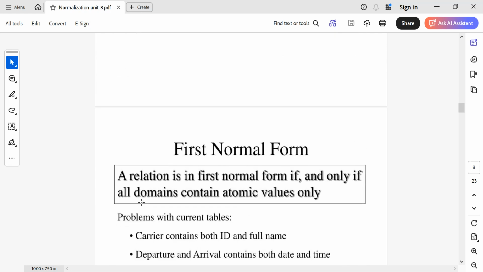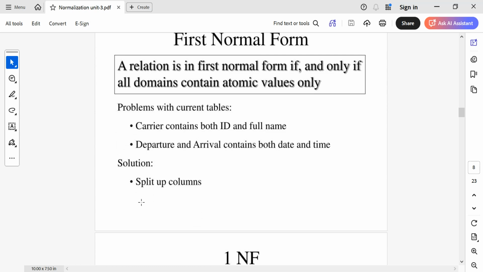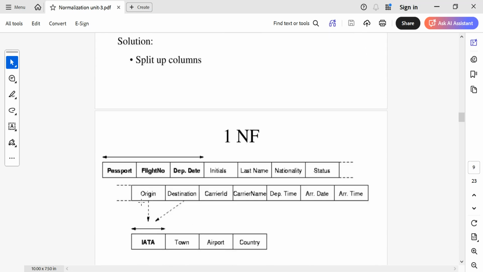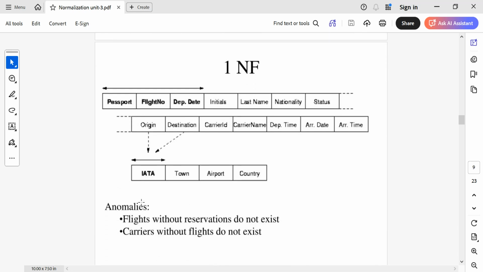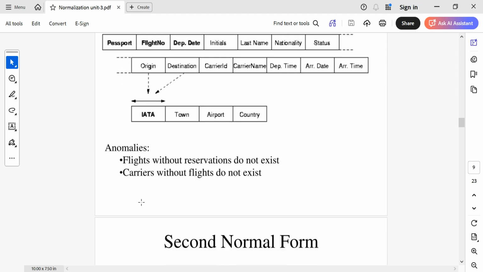Then first normal form. Keep it clearly in your mind: all domains contain atomic values, right? So what is the solution for all the tables to be in normal form? First, split up the columns. This is the diagrammatic representation we saw just now, right?